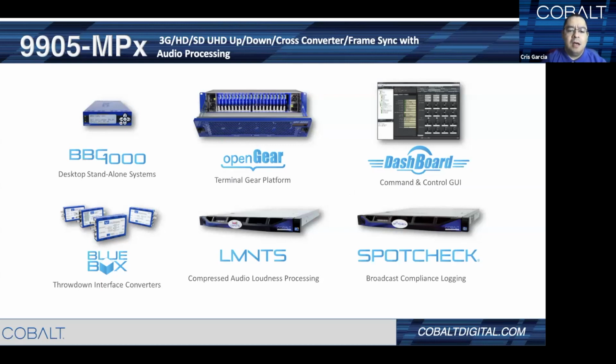First, let me start with this slide. This gives a broad view of the different tools that we have at Cobalt. Primarily, the products that we always discuss are the openGear platform products. But with that, we also have other solutions that bring it all together into that whole openGear ecosystem. As you can see there, that BBG 1000 standalone frame is a product that can work in many remote flight pack scenarios that house different openGear cards. And then obviously we use DashBoard to talk to any of the cards within the openGear frame or that BBG 1000. And then we have typical products like the throwdowns, Blue Box, and the servers that do audio processing and compliance. That's more so for a very broadcast-centric application market.